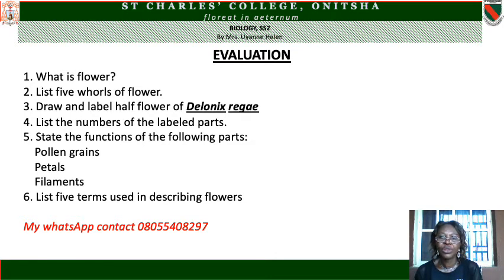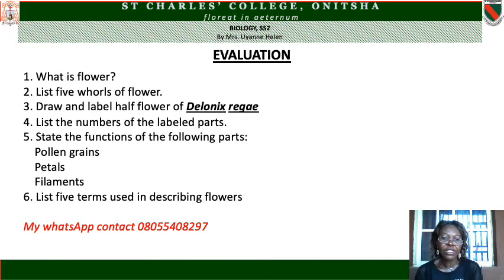with the following questions. Number 1, what is a flower? 2, list 5 whorls of a flower. When I mean whorls, I mean parts of a flower. 3, draw and label a half flower of Delonix regia. Delonix regia is the flamboyant flower. 4, list the numbers of the labeled parts. If you know those parts you labeled, state their numbers for that particular flower. It varies from flower to flower.